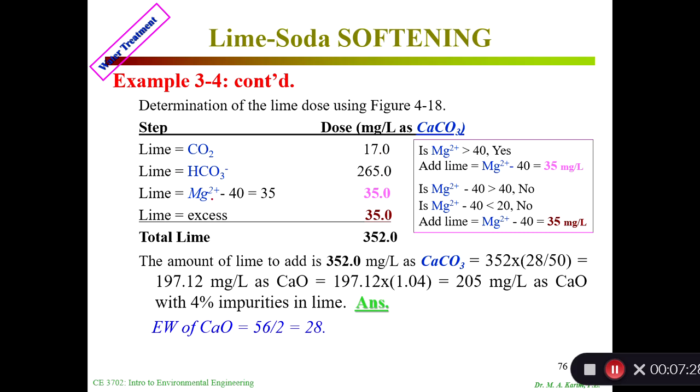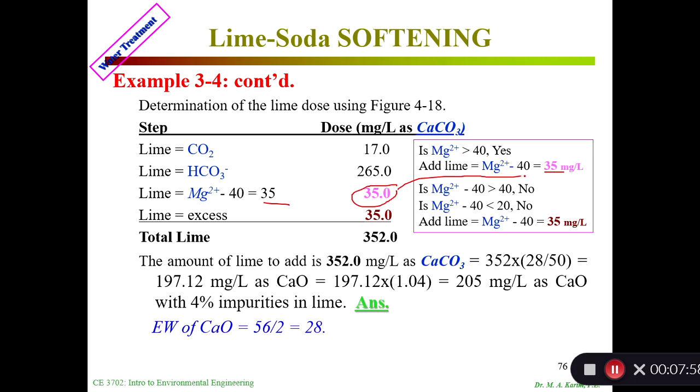Now the next step is magnesium minus 40. First, is magnesium greater than 40? Yes. Then you go ahead and do the next step, which leads to this. Add lime equal to magnesium minus 40, which in this case is 35. So that's what it is here.